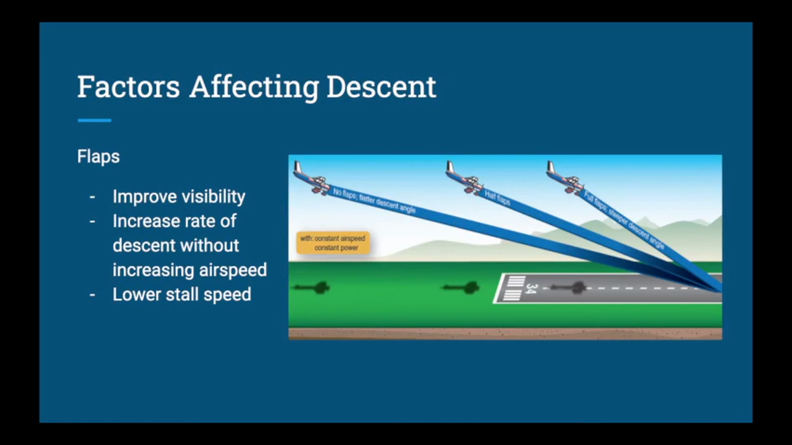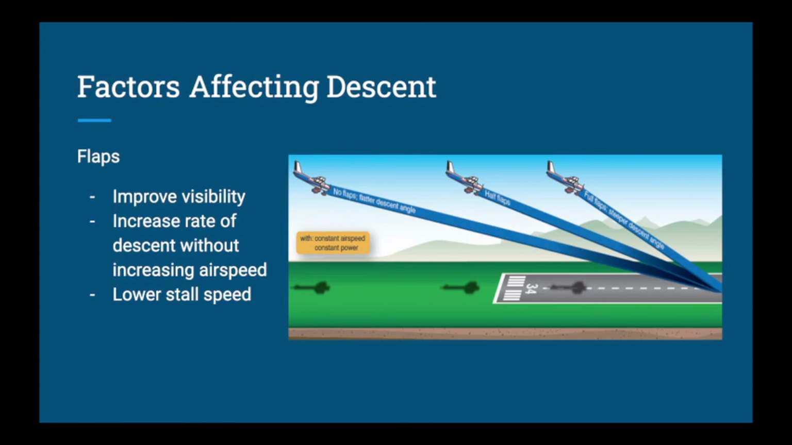A couple different factors that affect our descents. Obviously power is going to be one, but we also have flaps. So we'll introduce some flaps in the descent and see what effect that has on the airplane. But what's going to happen is as you put down more flap, this is with a constant airspeed and a constant power setting. Our diagram, starting from the left with no flap, it's a nice flat descent angle.